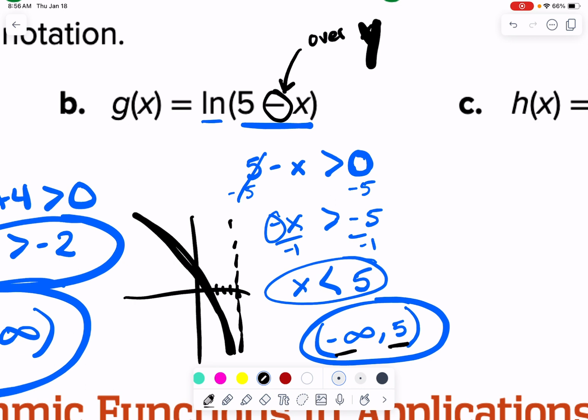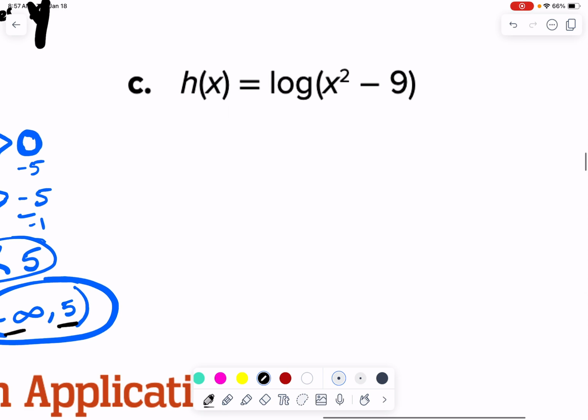That's how that works, all right? C. This one's a little bit more weird because we have a quadratic function. So we've got x squared minus 9. It has to be greater than 0. Whatever that is has to be greater than 0.